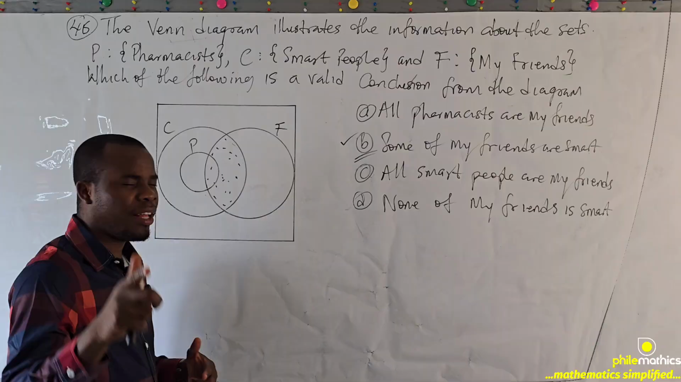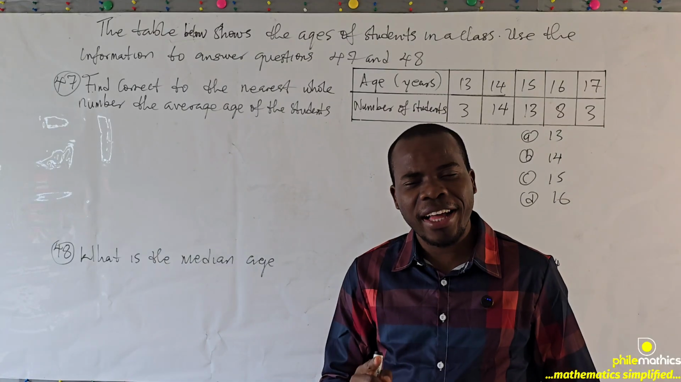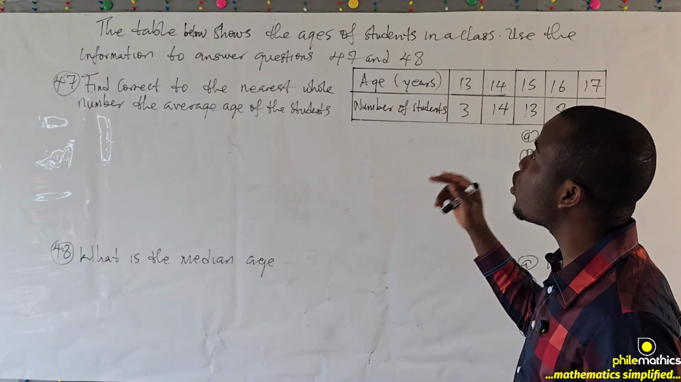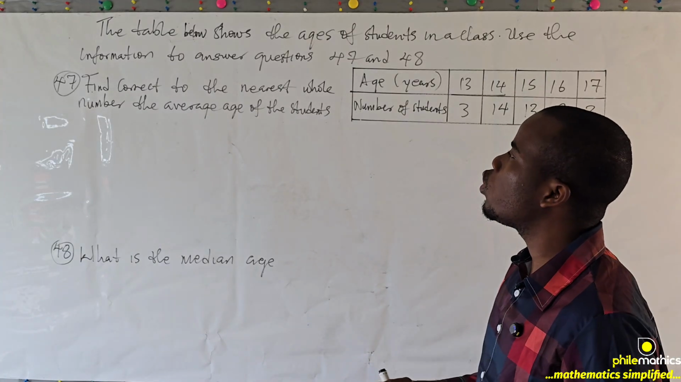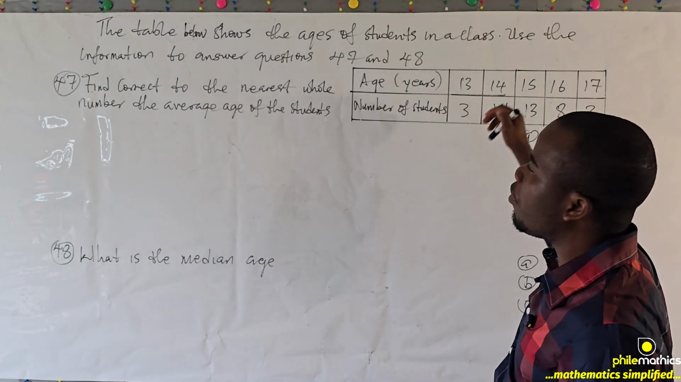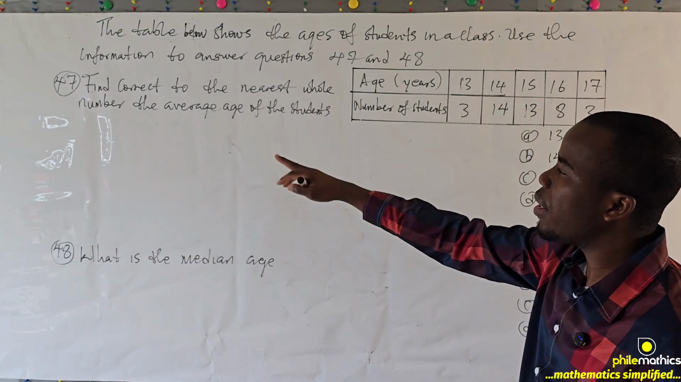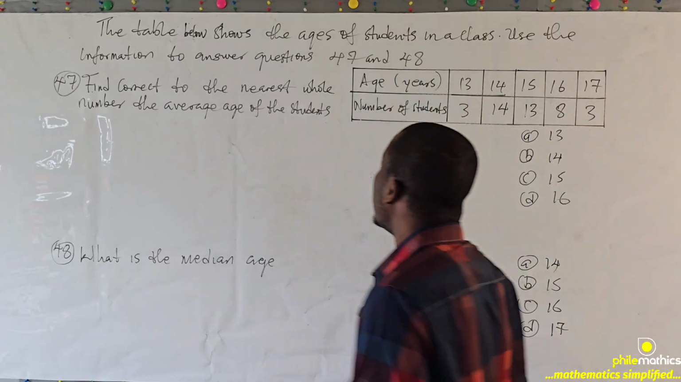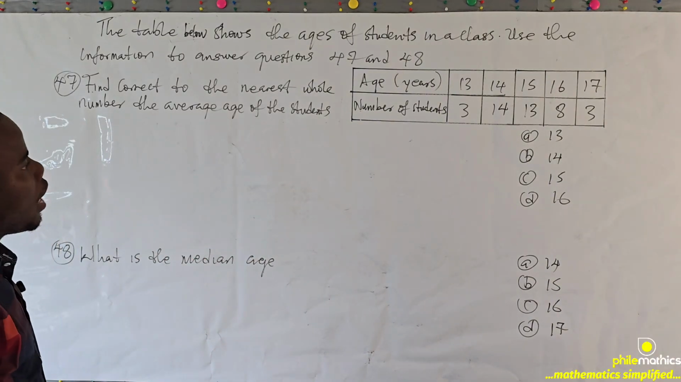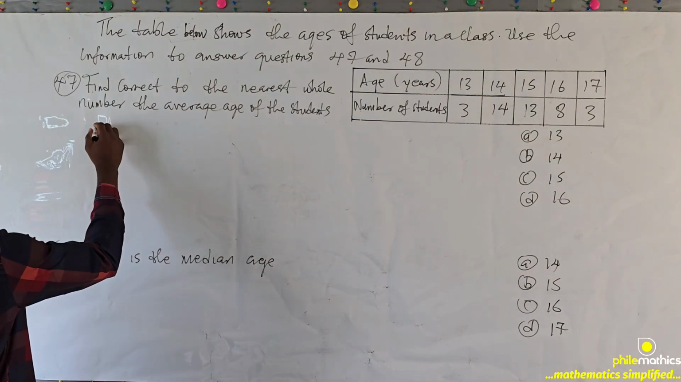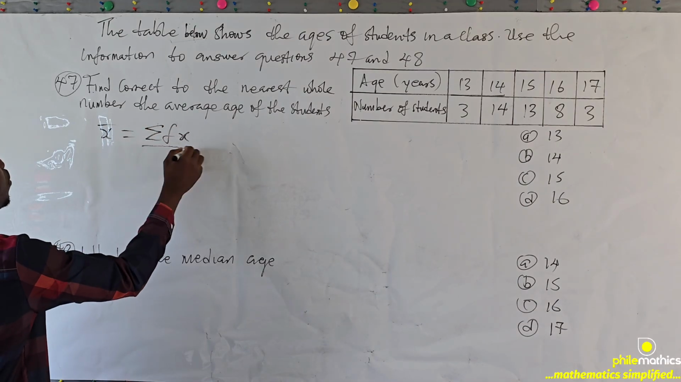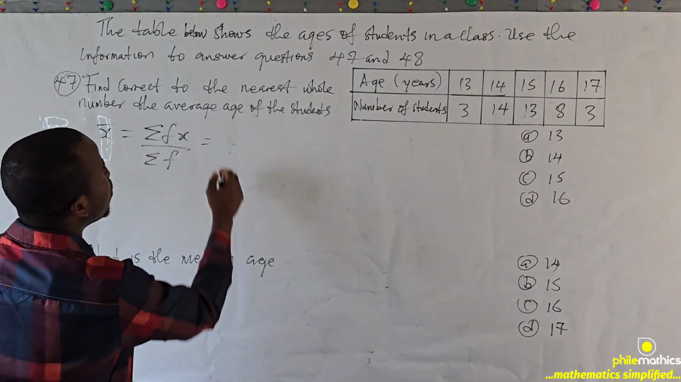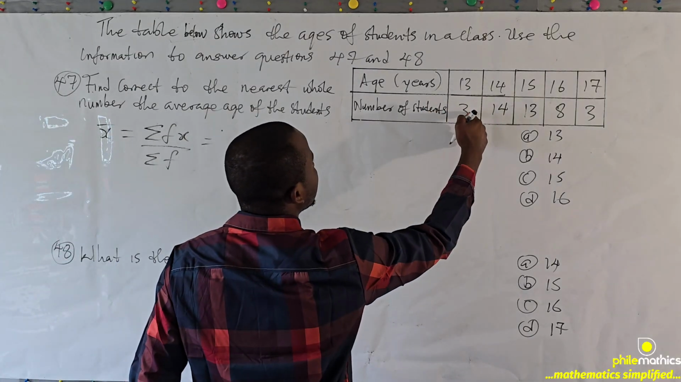I hope you too. For question 47 and 48 of WAEC Mathematics 2025 OPJ, we are told that the table below shows the ages of students in a class. Use the information to answer questions 47 and 48. Find, correct to the nearest whole number, the average age of the students, and what is the median age. This is the frequency table that is given. And so you remember that if we are to find average, it is simply summation of fx over summation of the frequency. And summation of fx simply means multiplying this and summing it.